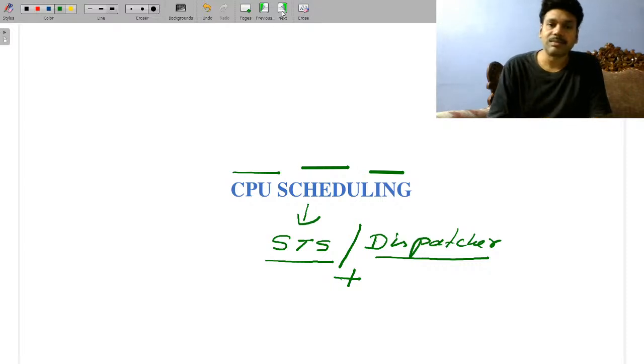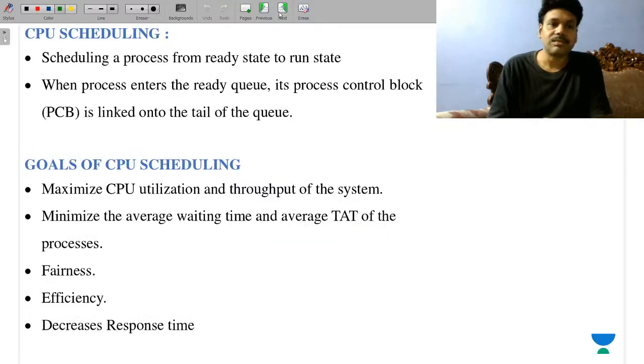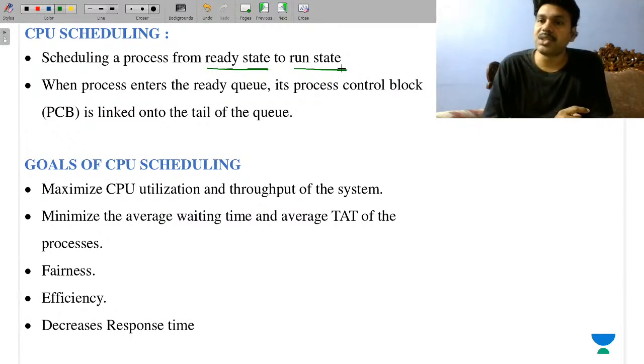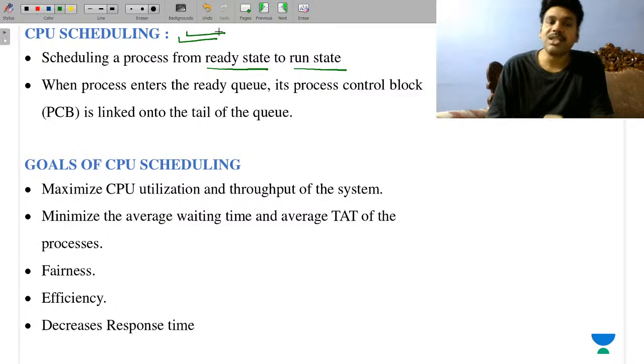Let us see. CPU scheduling is nothing but sending the process from ready state to run state. So if there are 10 processes, which process do I need to allocate to the CPU? That's very important. Which process do I need to allocate the CPU? That is decided by the CPU scheduling.